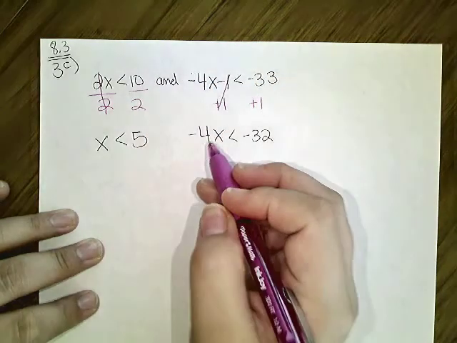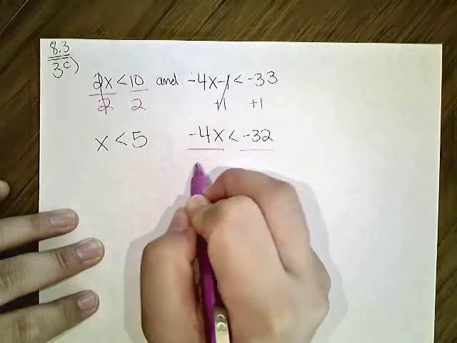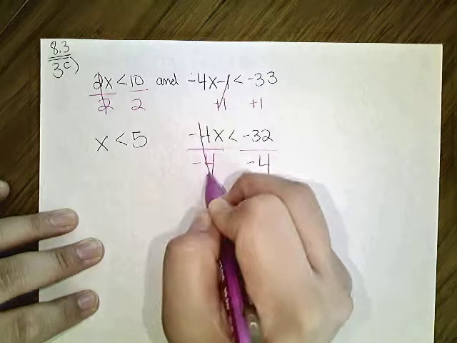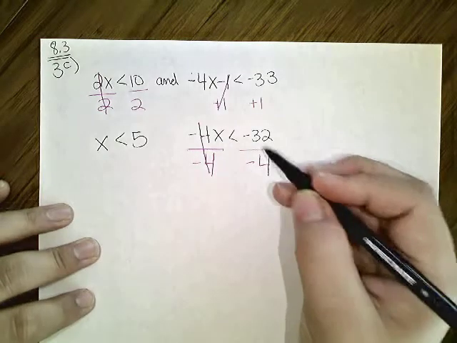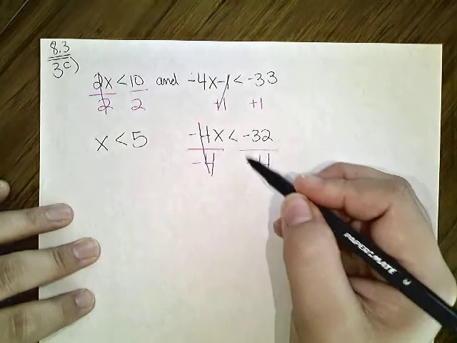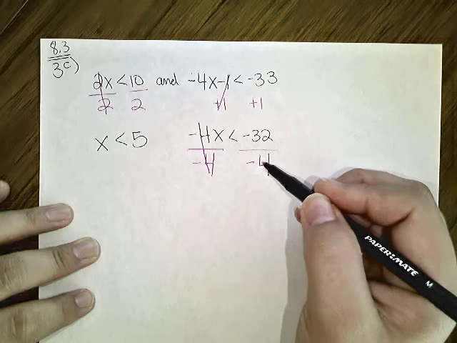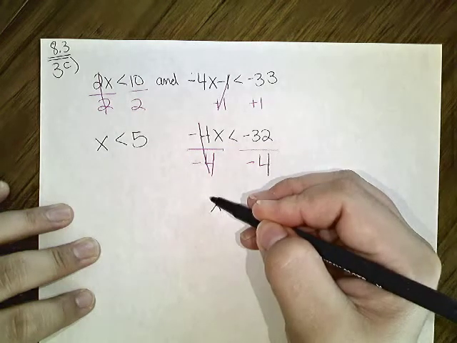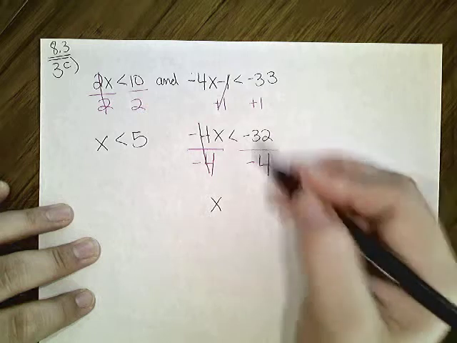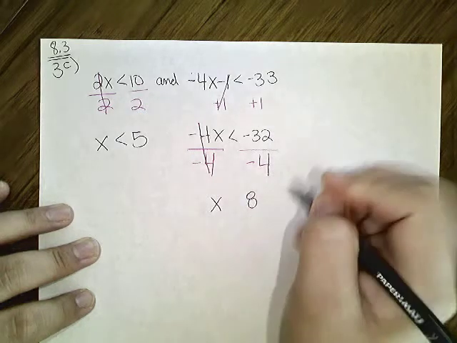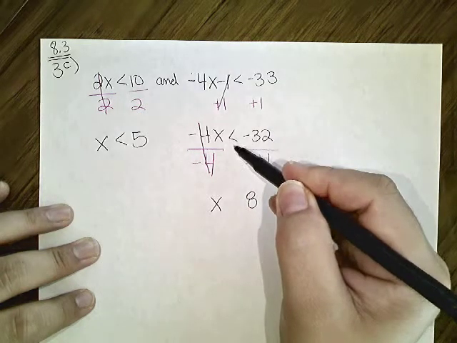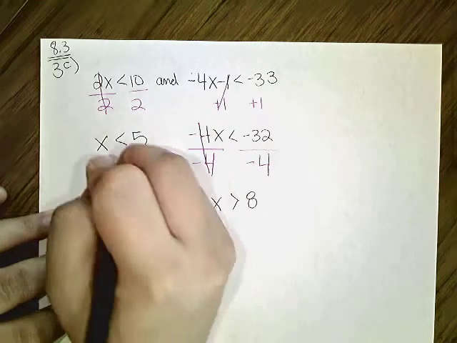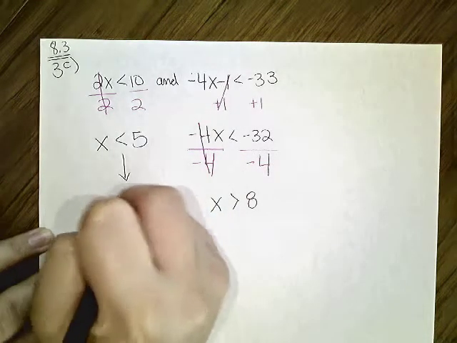And then here, we need to divide both sides by negative 4 in order to solve for x. Now, since we are dividing both sides by a negative number, we need to flip the sign. So we still keep x on the left-hand side. On the right-hand side, we simplify this, which would be 8. But now, instead of a less than symbol, we're going to flip it to become a greater than symbol. I'm just going to go through the rest of this just to remind us what we're doing here.